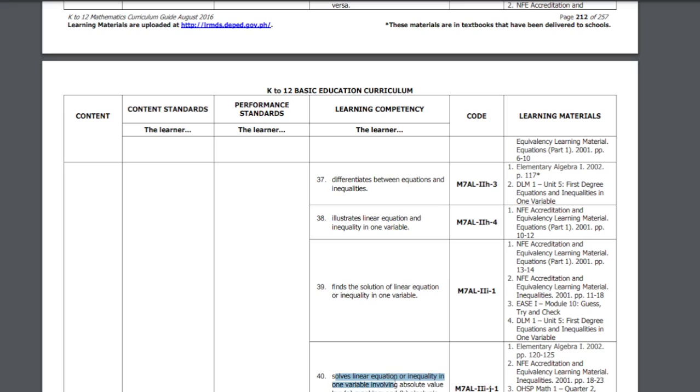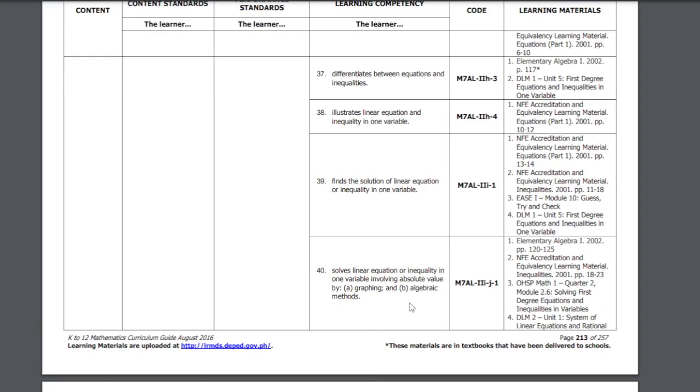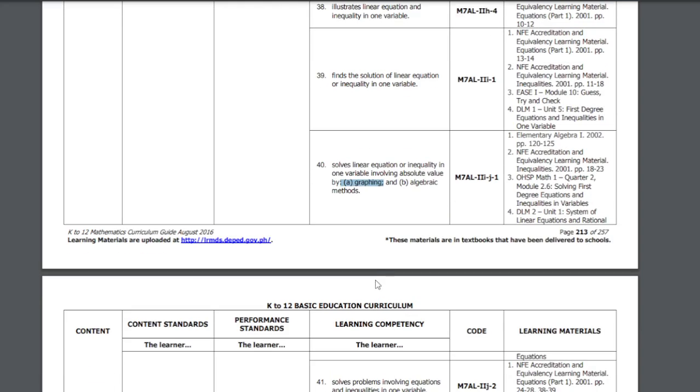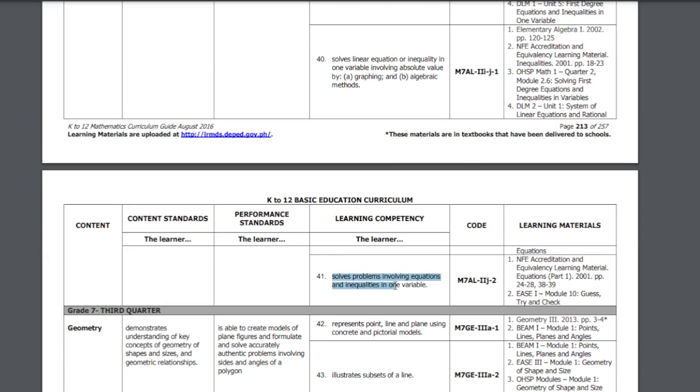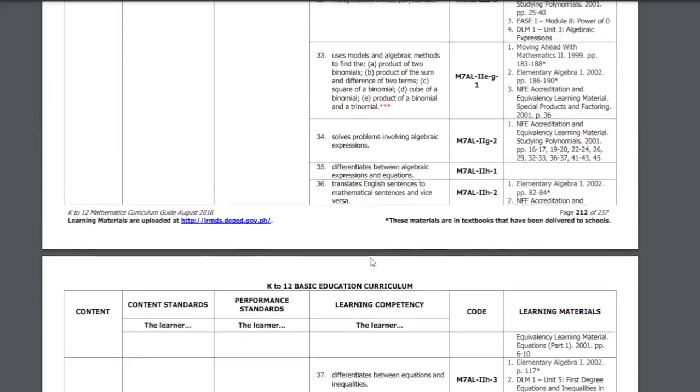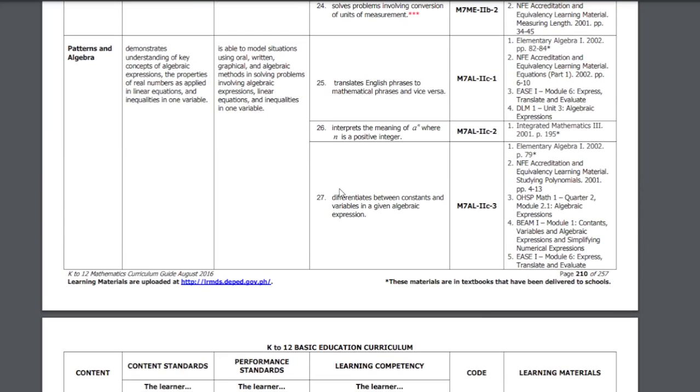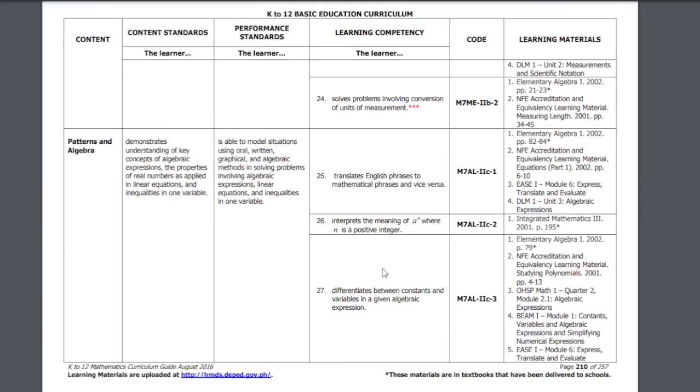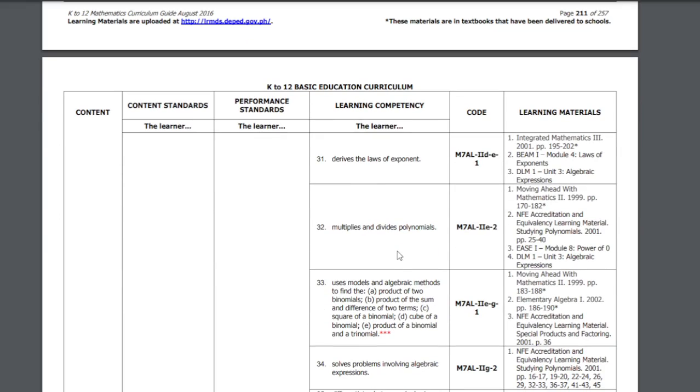Then we're going to solve equations or inequalities in one variable involving absolute value by graphing or algebraic methods. In my case, I would rather pick the algebraic method because graphing is a hassle. Finally, we're going to solve equations in one variable. So this basically is the introduction to algebra. Maybe a deeper dive later.